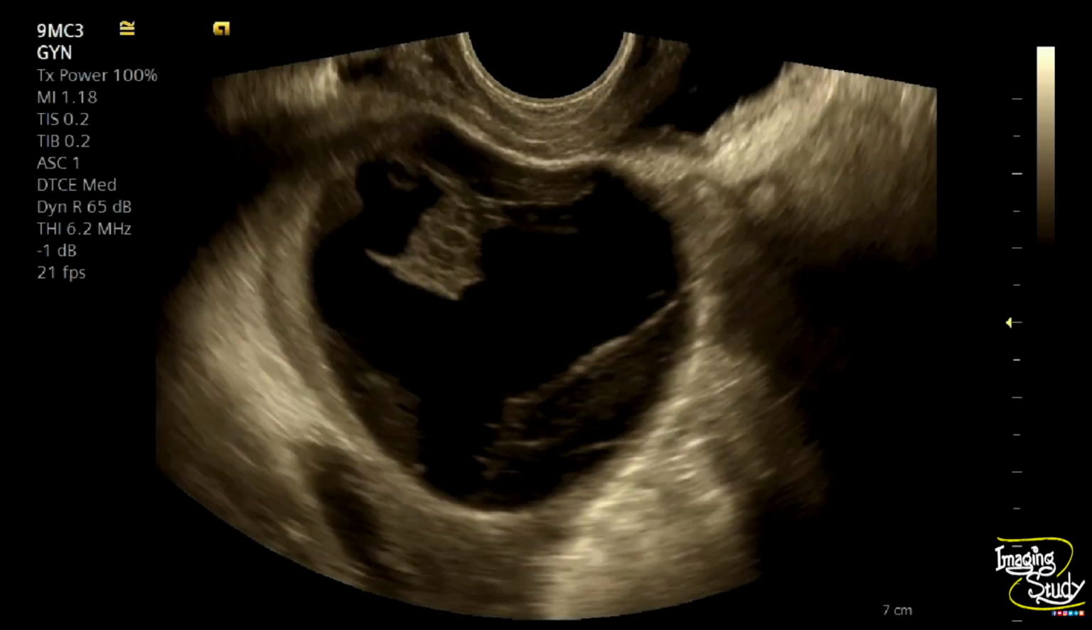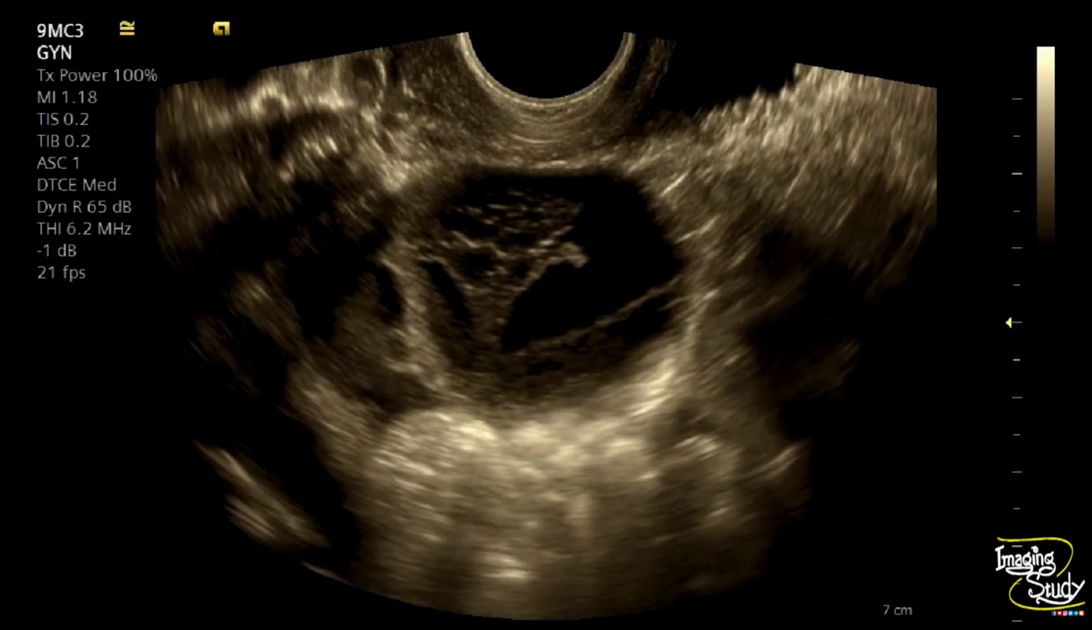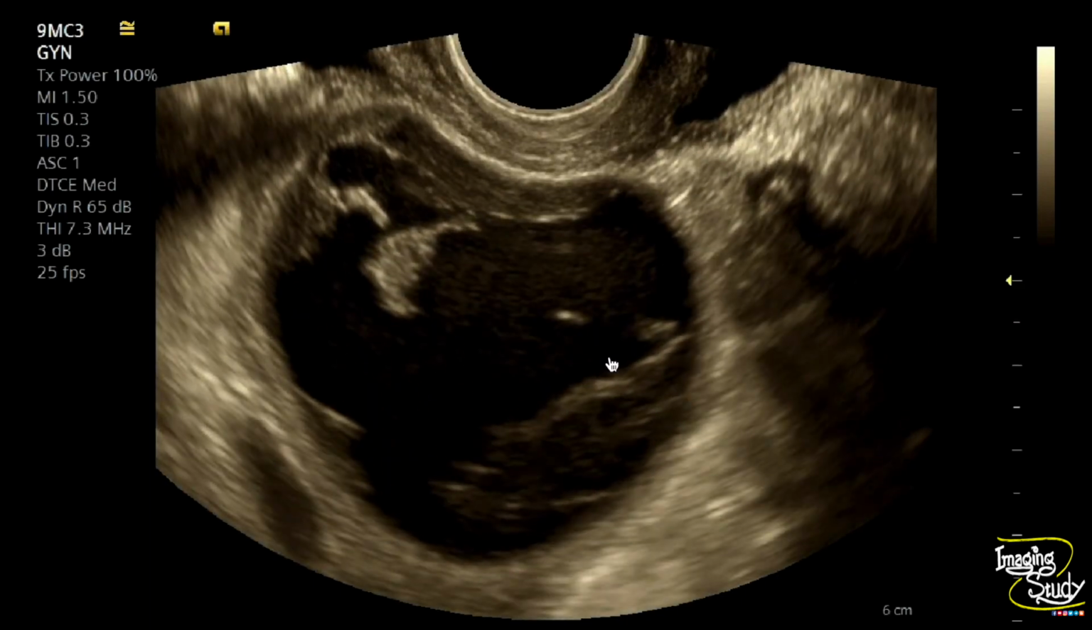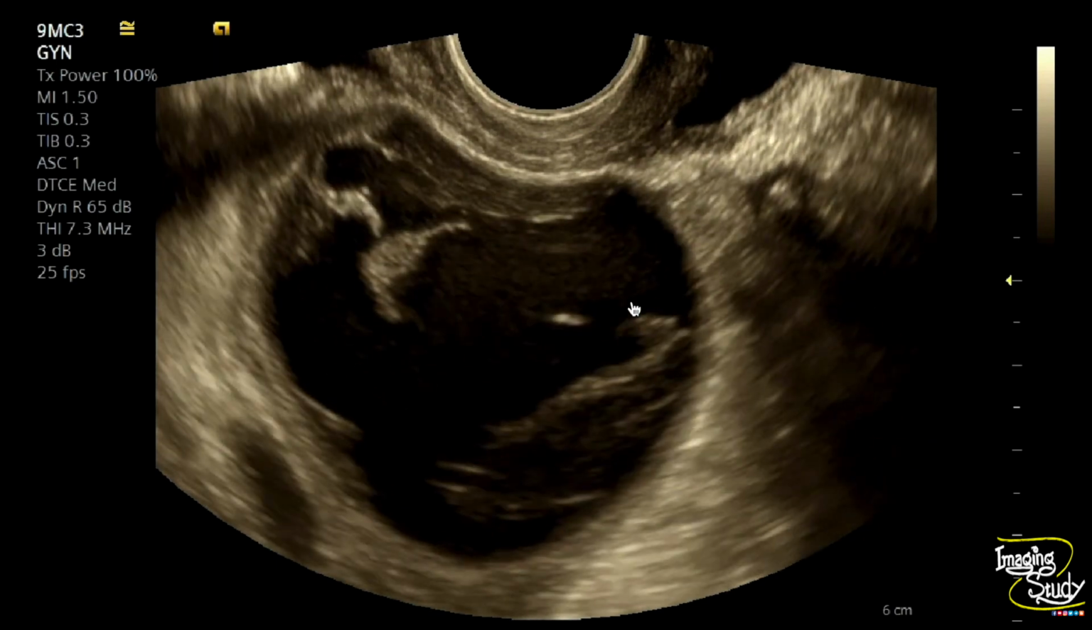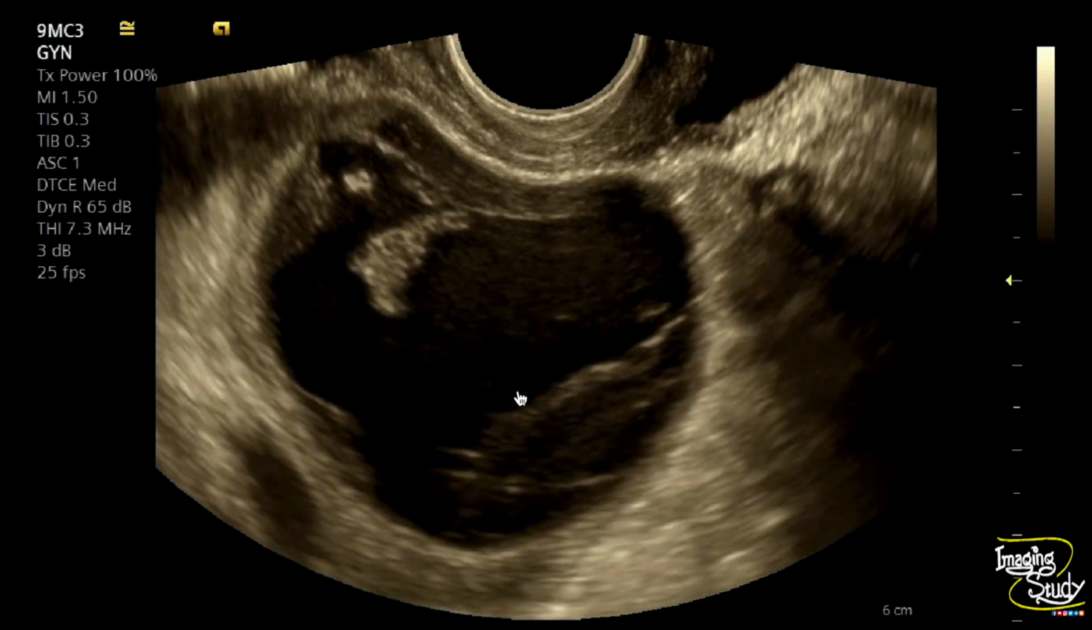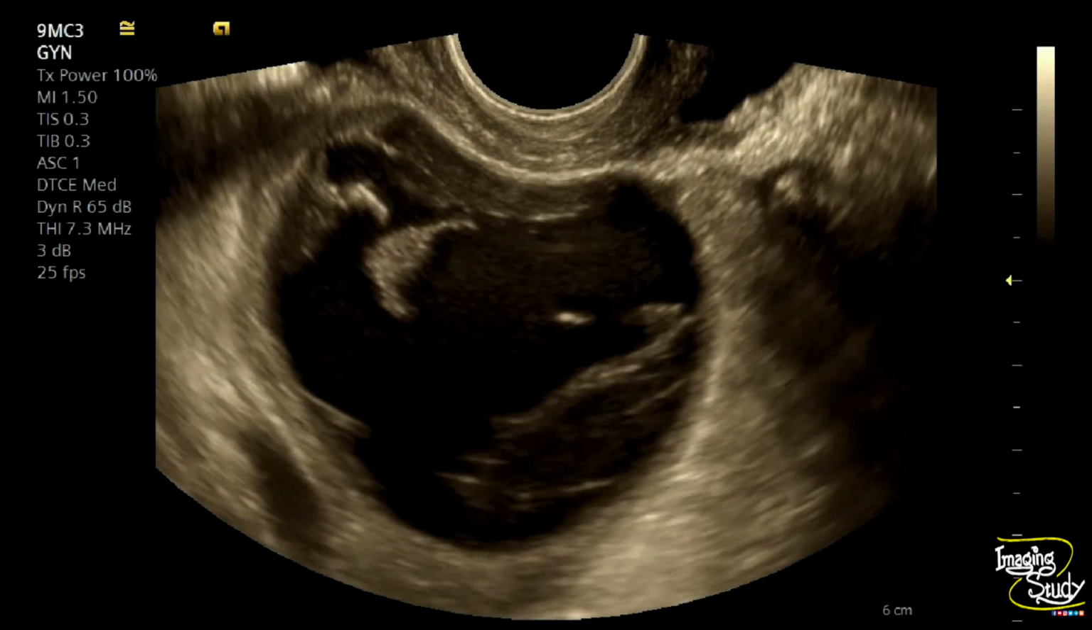To evaluate more about this solid-like area which we are telling about the clot, you can go for color Doppler ultrasound to check internal vascularity. Now again another feature, if you check carefully you can see some sediments are going backwards to the dependent part, which also goes in favor of blood products.